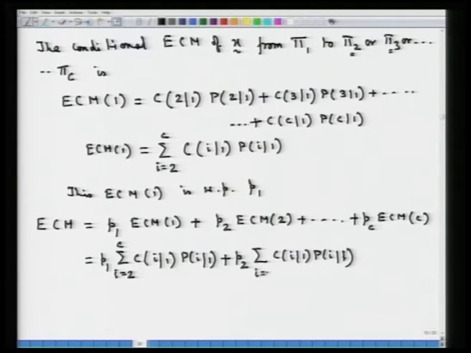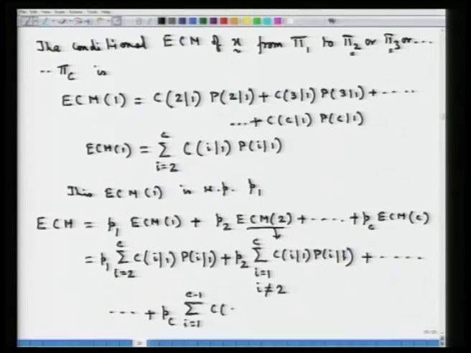This summation i is from 1 up to c, wherein i is not equal to 2, because we are looking at the conditional expected cost of misclassification of x from population 2, and hence this would be the expression when we talk about ECM 2. Now, in a similar manner we can write the other terms. So the last term would be equal to the summation i equal to 1 up to c minus 1, because c is going to be left out here, of the terms which are the same as what we have in here.